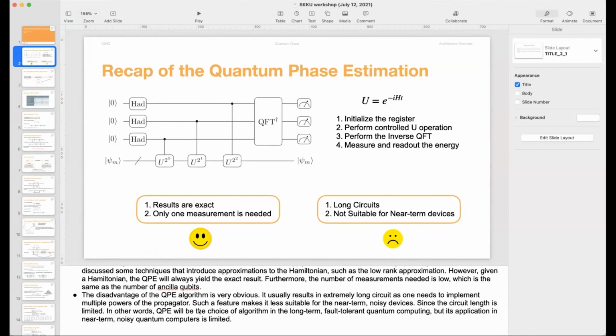The disadvantage of the quantum phase estimation algorithm is also very obvious. It usually results in extremely long circuits as one needs to implement multiple powers of the propagator. Such a feature makes it less suitable for near-term noisy devices, since the circuit length is limited. In other words, QPE will be the choice of algorithm in long-term fault-tolerant quantum computing, but its application in near-term noisy quantum computers is limited.